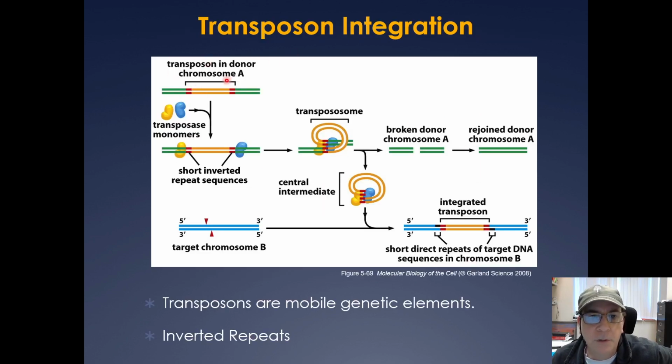You can have a transposon in chromosome A, and then the transposase can find the inverted repeats. These are often short inverted repeats, and what they can do is lop themselves out of the chromosome, and then the broken chromosome is repaired. And then you have this mobile genetic element, the transposon, which can reintegrate into a target chromosome, and part of it is because of these inverted repeats.